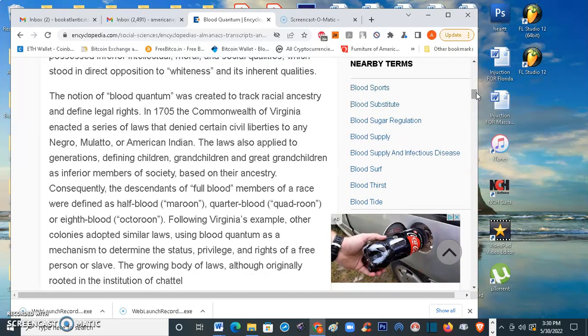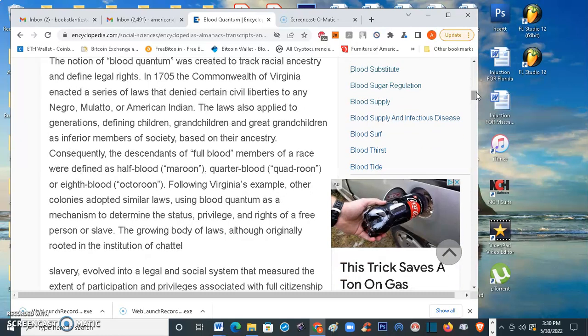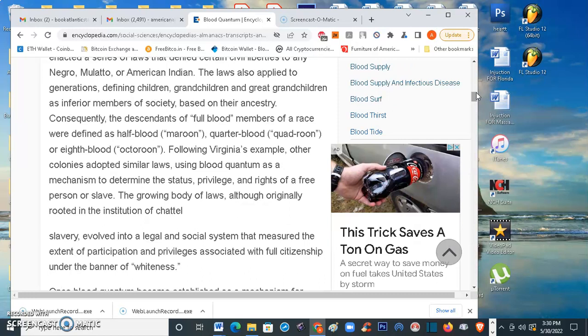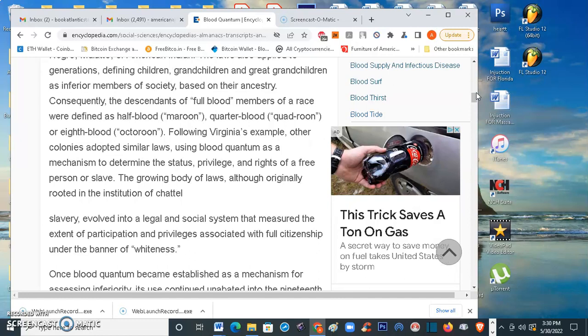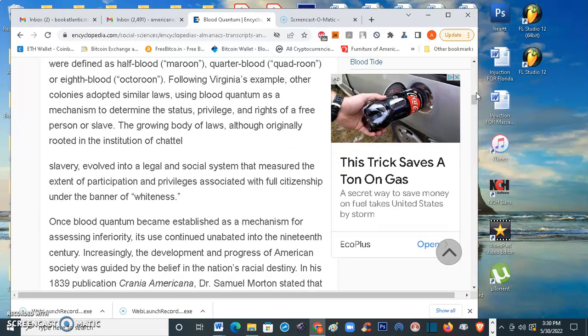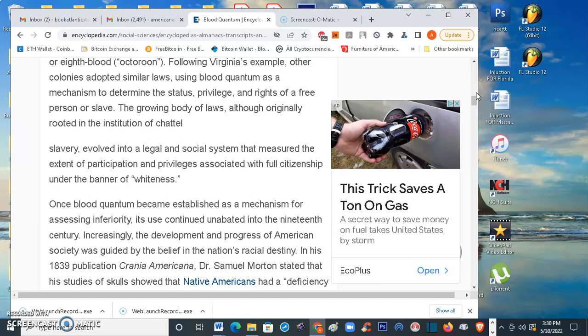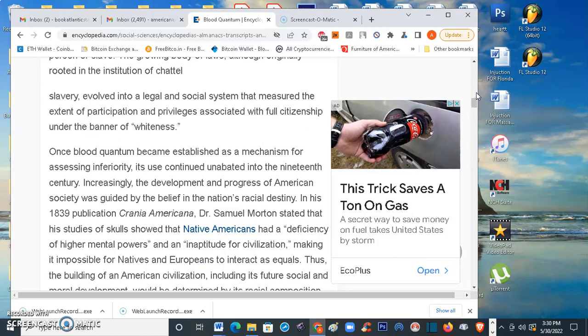It's the same thing. Following Virginia's example, other colonies adopted similar laws using blood quantum as a mechanism to determine the status, privilege, and rights of a free person or slave. The growing body of laws, although originally rooted in the institution of chattel slavery, evolved into a legal and social system that measured the extent of the participation and privileges associated with full citizenship under the banner of whiteness. Blood quantum became established as a mechanism for assessing inferiority. Its use continued unabated into the 19th century.